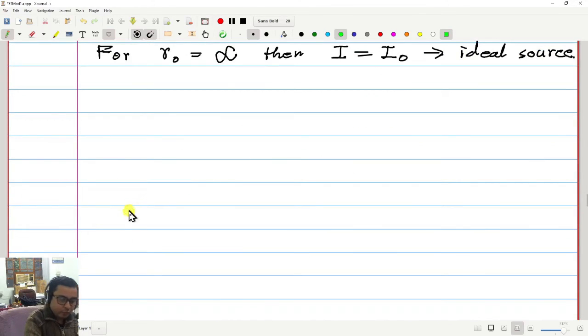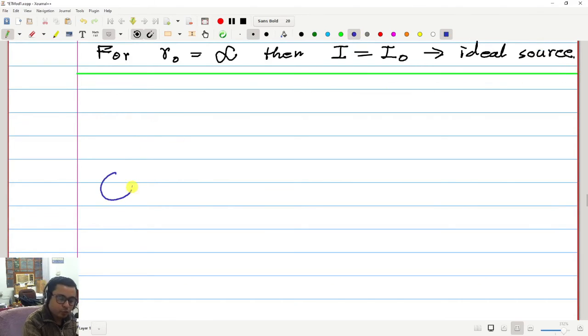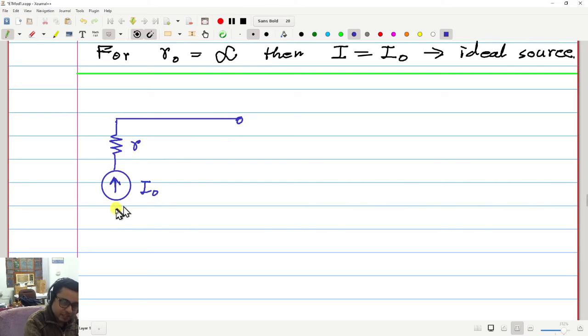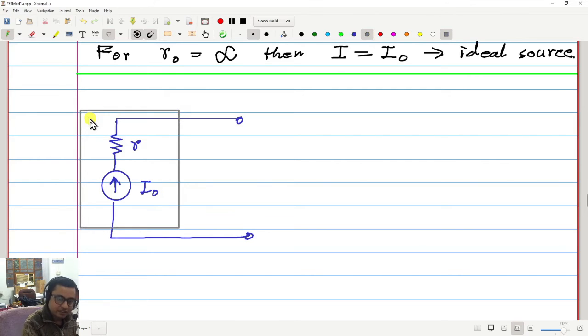Okay, so if I put an ideal current source I naught, and if I model it with a series resistance, and I pack these two in a box, then from outside how much current will we get here? This current is I naught, so that must be flowing here, so that will always be I naught.